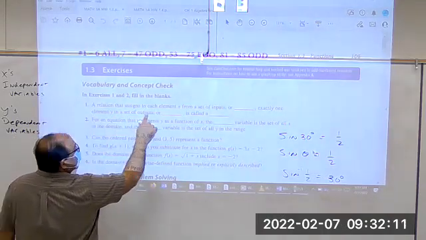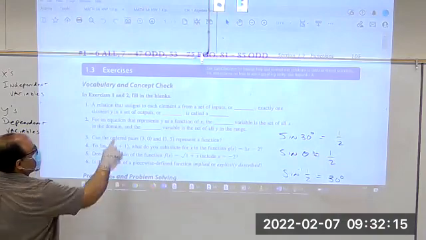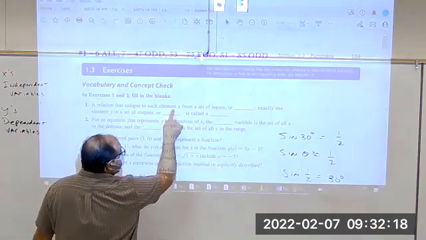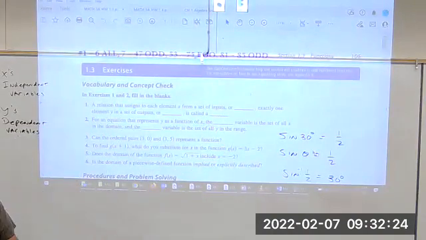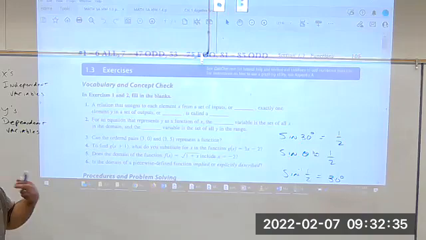Element Y is a set of outputs for the range, and a relation that assigns each element from a set of input exactly one Y is called a, this is a word. The formal name is a function. Okay, this is where that vocabulary comes in, to speak the language.